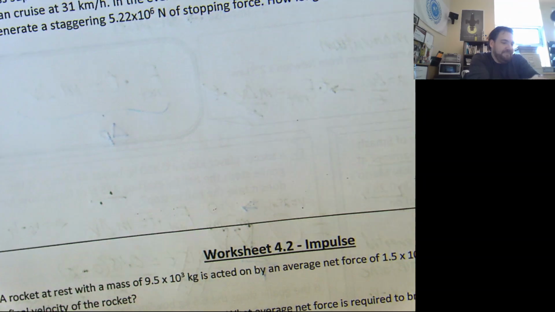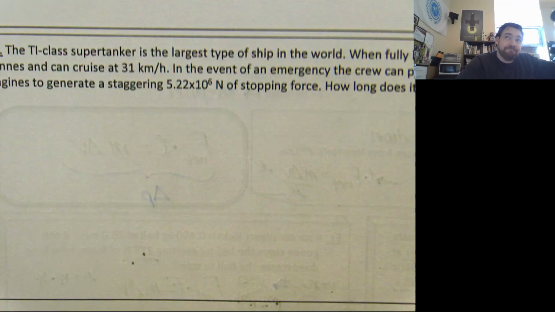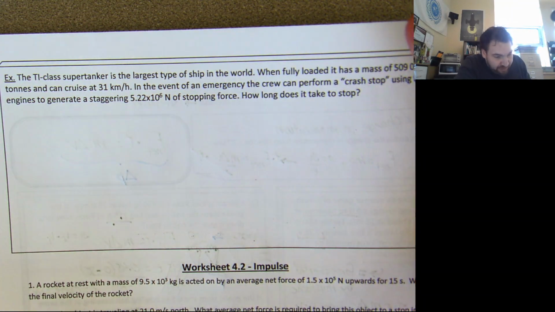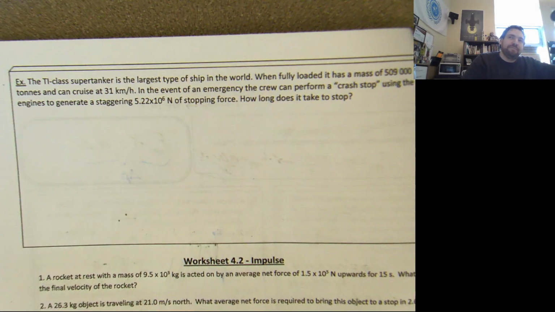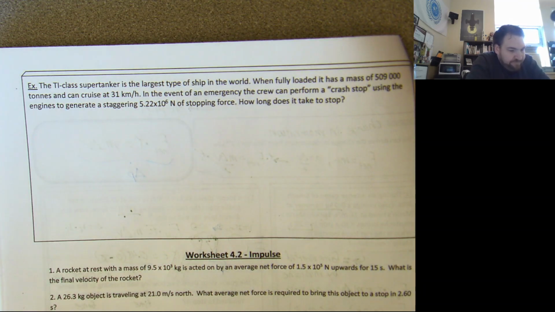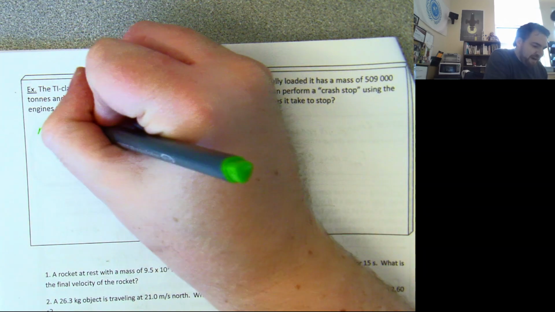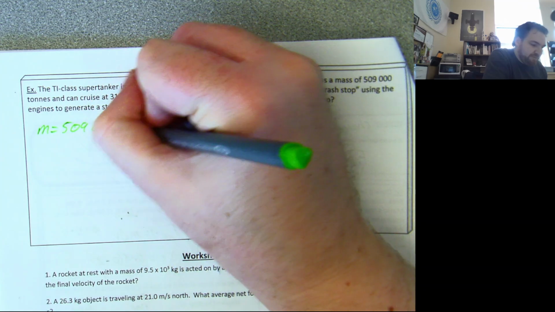The TI class supertanker is the largest, at the time that I made this booklet, it was the largest ship in the world, a couple years ago. When fully loaded, this tanker has a mass of 509,000 tons. And if you recall, a ton is 1,000 kilos. So we're looking at a ship with a mass of 509 million kilograms.